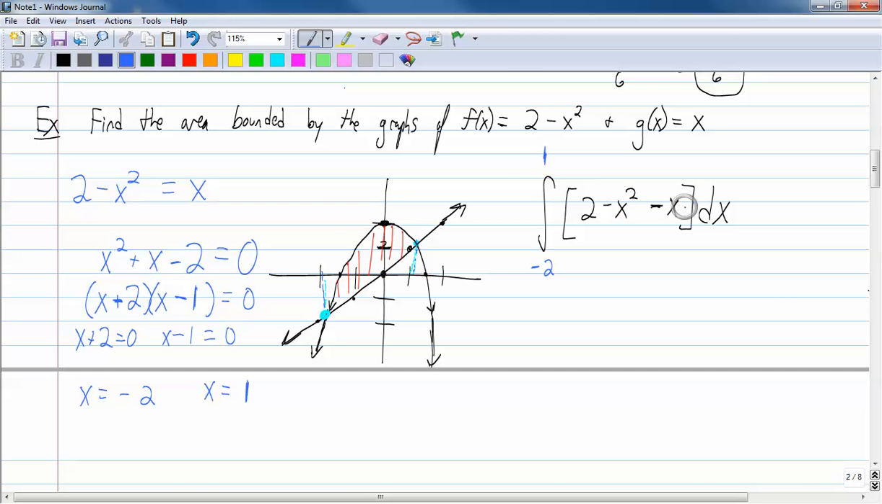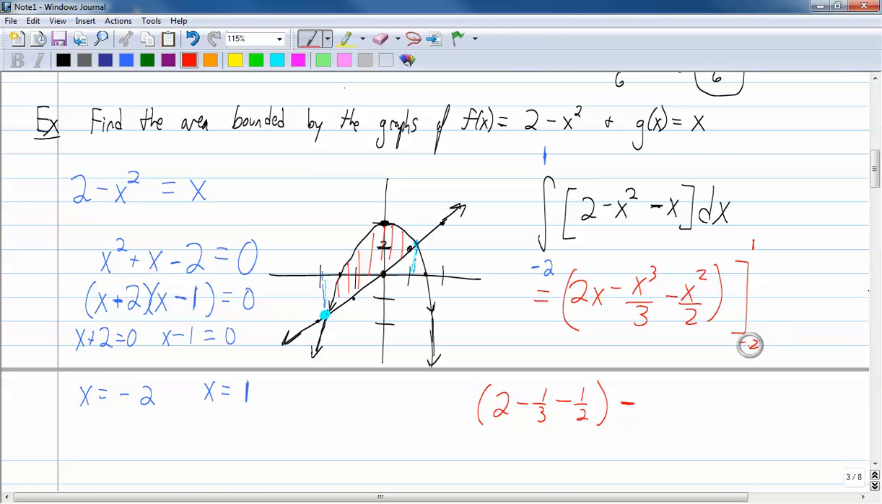Alright, so integrate this and evaluate it from negative 2 to 1. So that's going to be 2x minus x cubed over 3 minus x squared over 2. I didn't rearrange these from greatest to smallest power. You don't have to. Usually I do, but just to save time I didn't. You want to evaluate that from negative 2 to 1. So first I'm going to plug in a 1. So that's going to be 2 minus 1/3 minus 1/2.